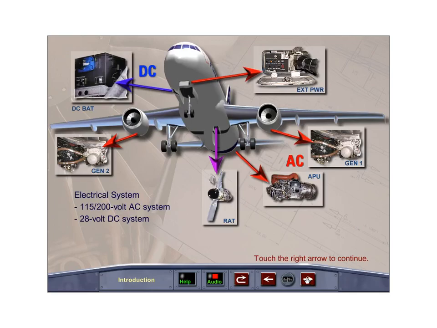The aircraft electrical system is comprised of AC and DC systems. The AC system is 3-phase 115/200 volts and the DC system is 28 volts.